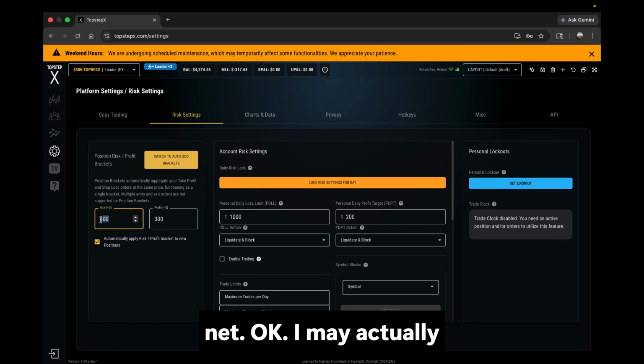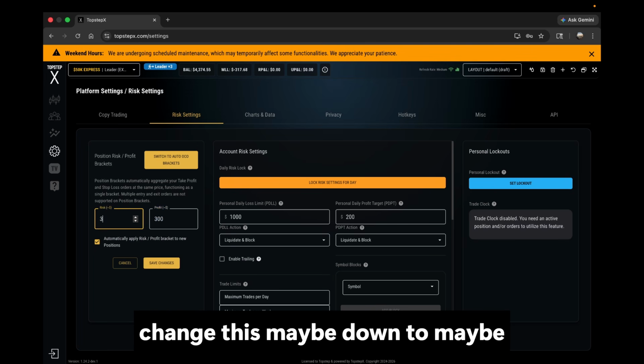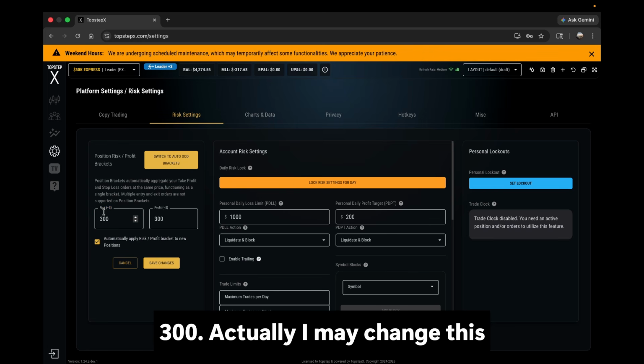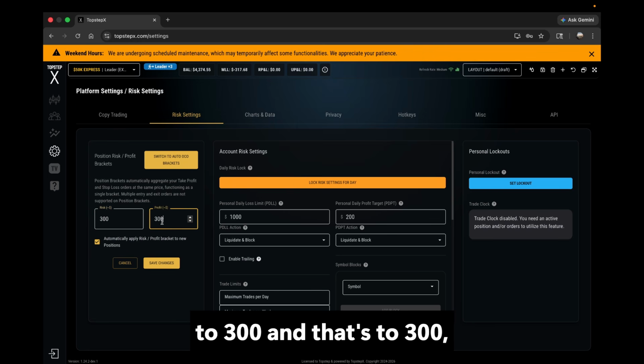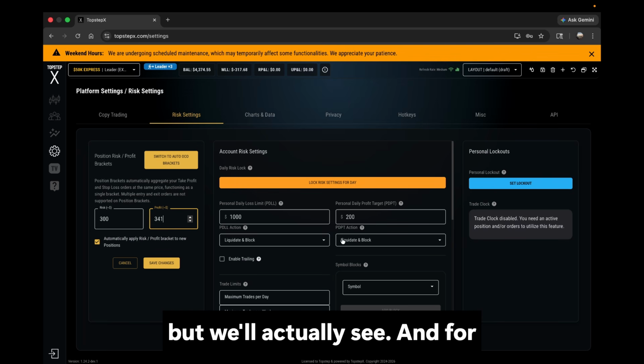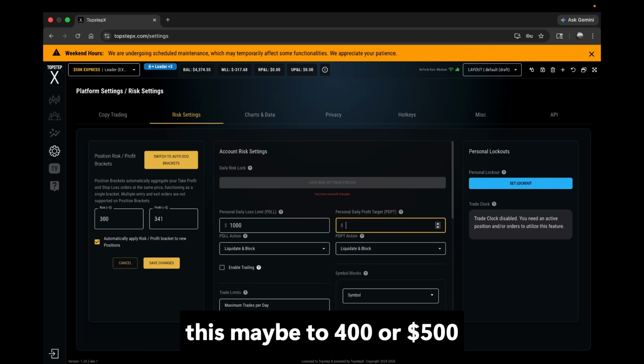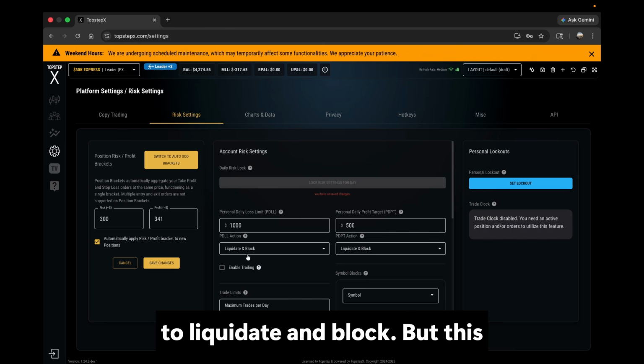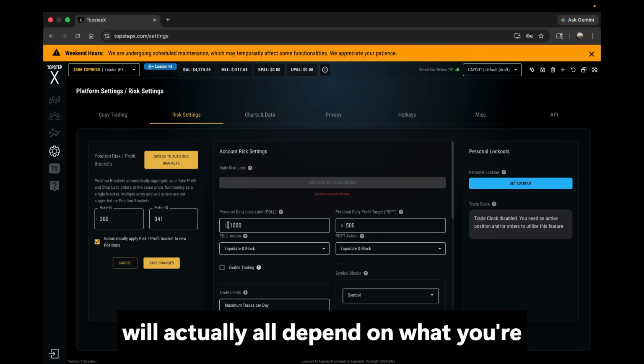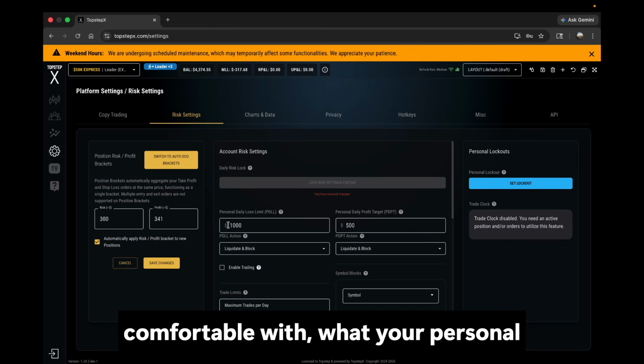Okay, I may actually change this down to maybe 300. I may change this to 300, but we'll see. And for take profit, I may increase this to maybe 400 or 500 dollars to liquidate in block. But this will all depend on what you're comfortable with, what your personal preference is.